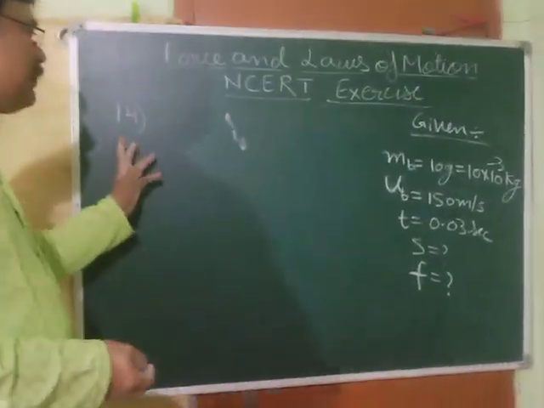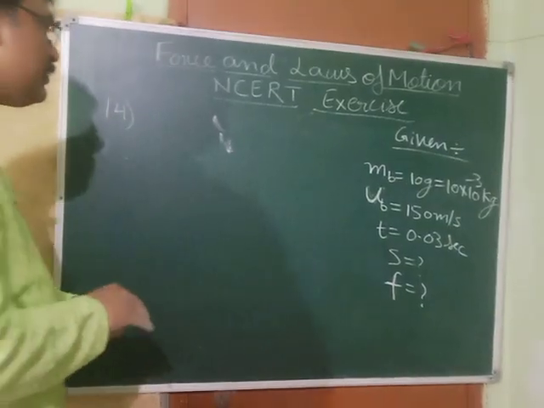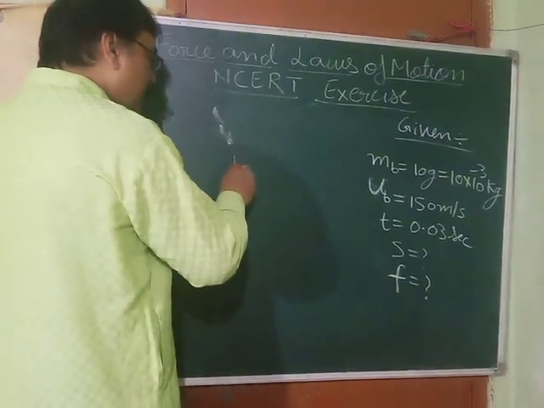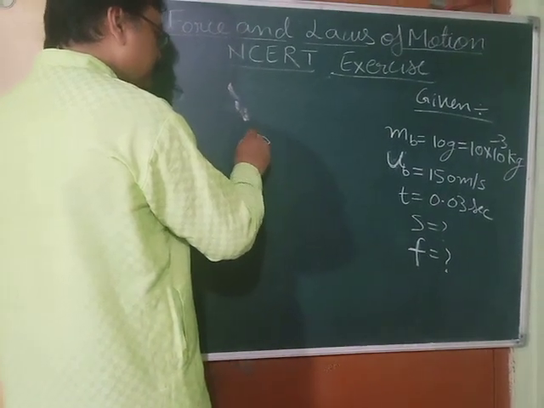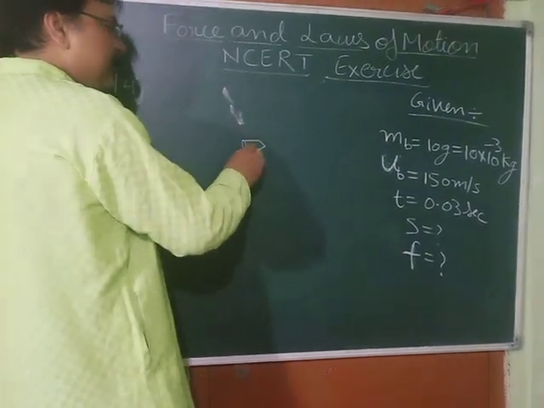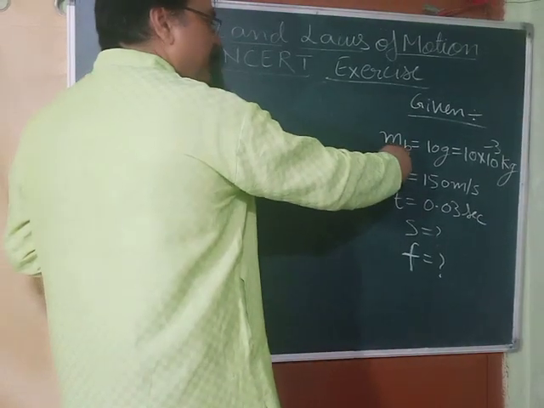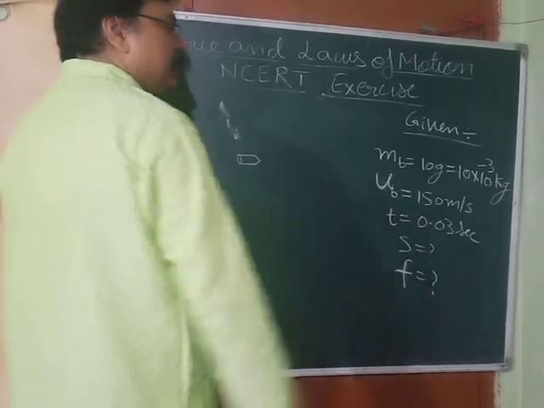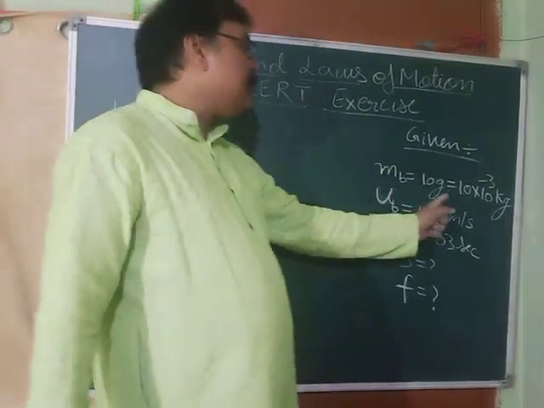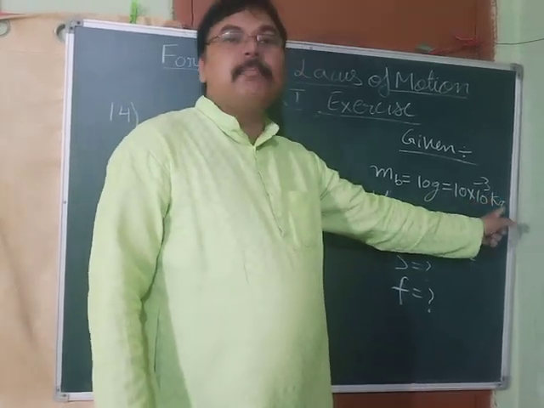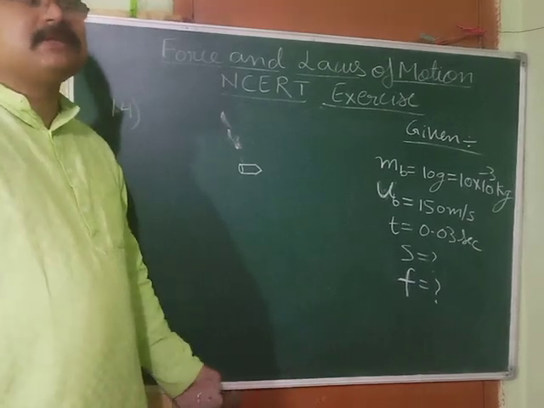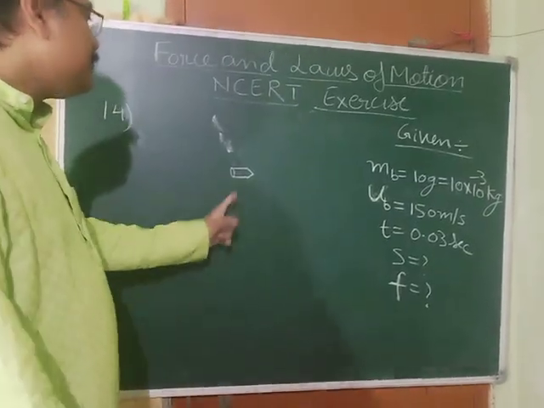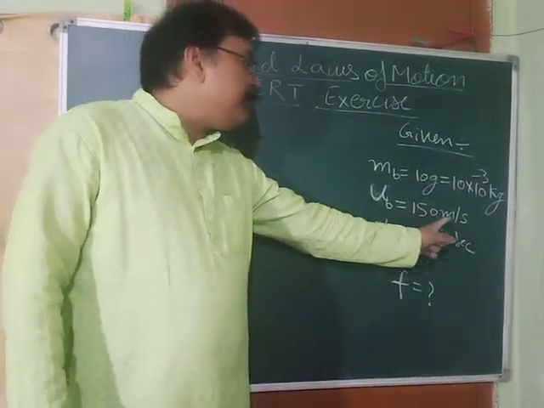See, this is question number 14. See what is there in the question number 14. A bullet is there. Okay. This bullet has got mass MB. B for bullet. Mass of bullet is how much? 10 gram. And 10 gram we want to convert into kg. So 10 into 10 raised to the power -3 kg. Okay. When we multiply 10 raised to the power -3, gram gets converted into kg. And it is moving with velocity of 150 meter per second.